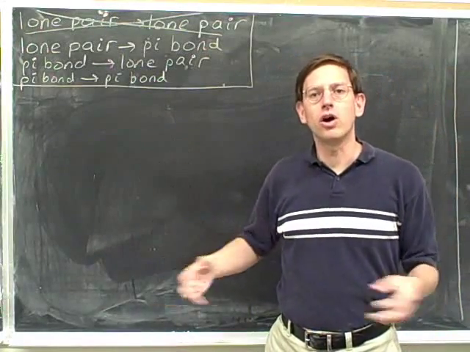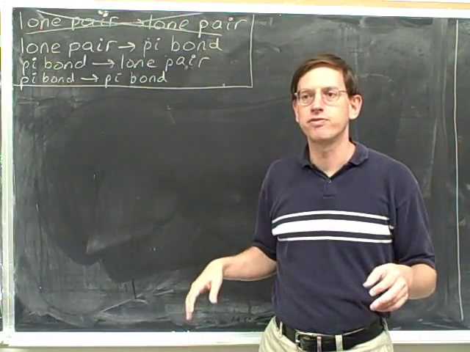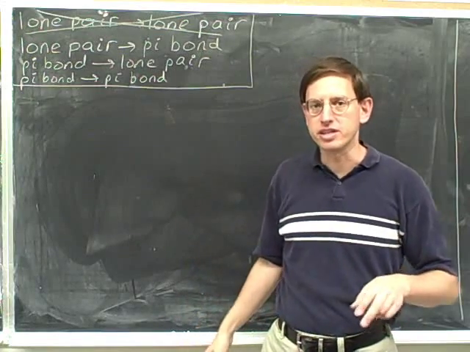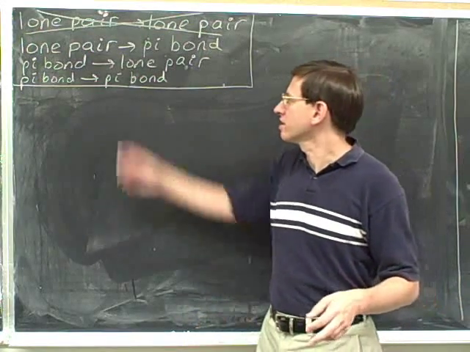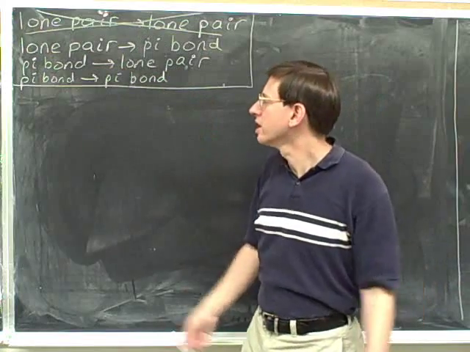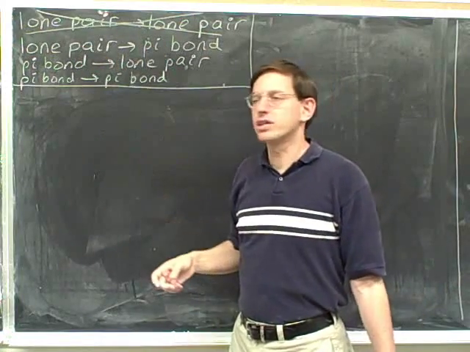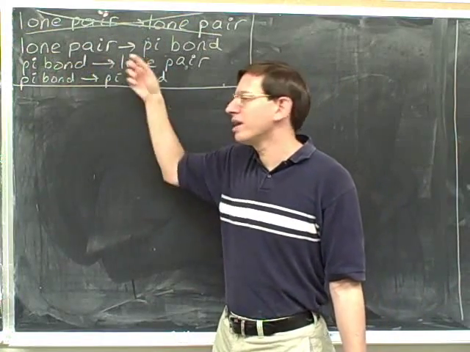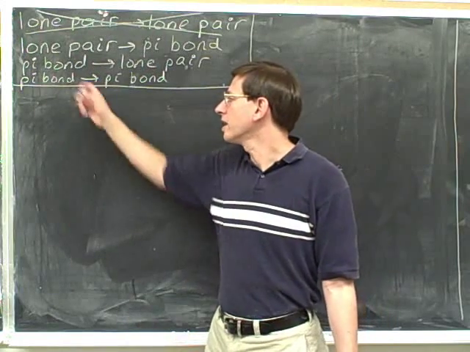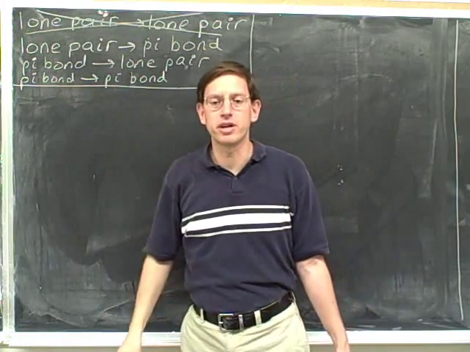Well, now we've covered all three possible patterns for electron pushing in resonance. For electron pushing in resonance, these are the only three possible patterns. We can take a lone pair and make it into a pi bond. We can take a pi bond and make it into a lone pair, and we can take a pi bond and make it into another pi bond.